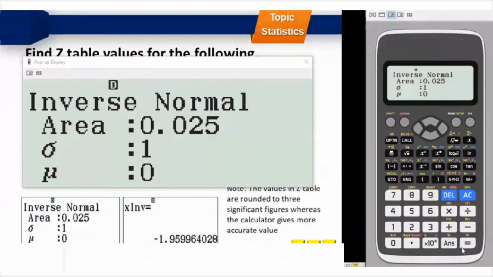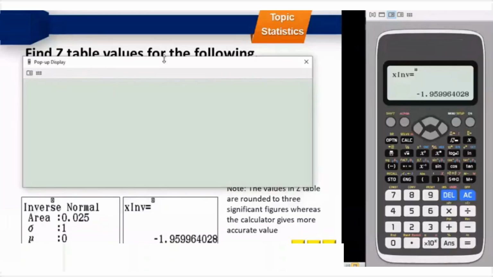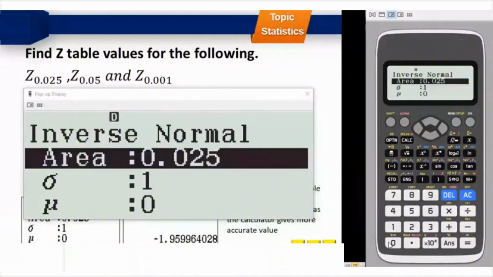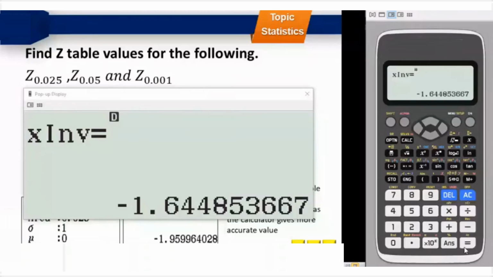So I will write standard deviation as 1 and mean as 0. Whenever we need z table values, we always need to keep standard deviation as 1 and mu as 0. Always remember that, because your z table shows you the ideal situation, and in ideal situation mu is 0 and standard deviation is always 1. So I will press equals to and I will get the z table value, that is minus 1.9599. Similarly, if it is 0.05, I will replace area by 0.05 and my answer will be minus 1.6448. I hope this is clear.